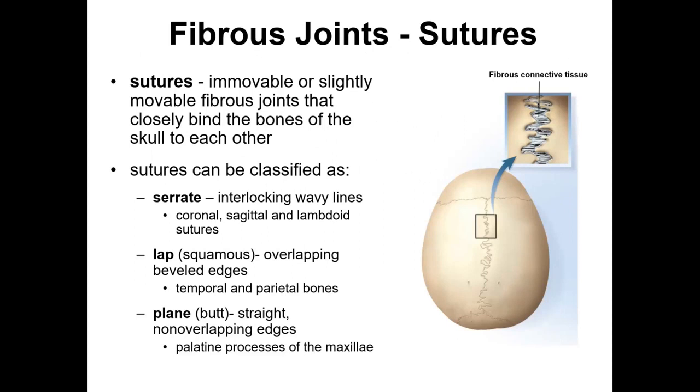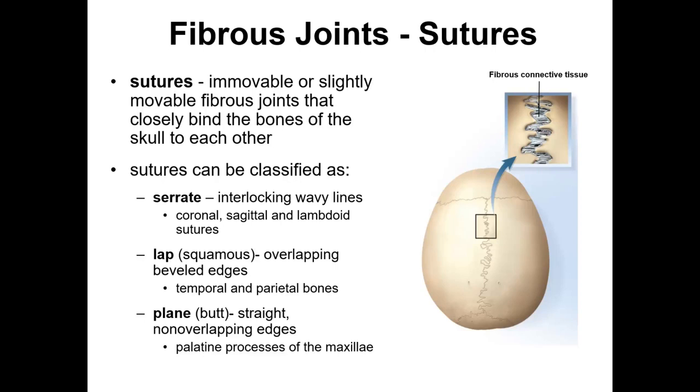Sutures are immovable or slightly movable fibrous joints that closely bind the bones of the skull to one another. They can be classified as serrate, lap, or plane, and this has to do with how they are formed. The serrate has interlocking wavy lines, and we see this type of suture between the coronal, the sagittal, and the lambdoidal sutures of the skull.